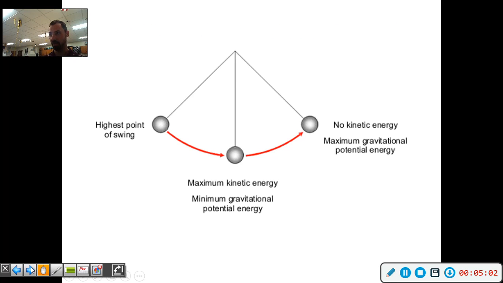Again, that's illustrating the same thing. The highest point of the swing is the greatest potential energy, and then the greatest kinetic energy is when it gets down to the bottom of the swing, and then the greatest potential once again when it gets back to the top.